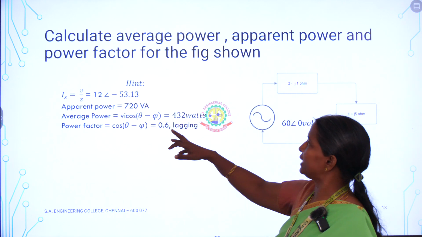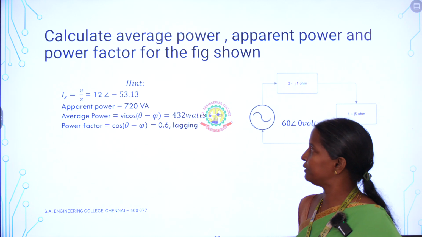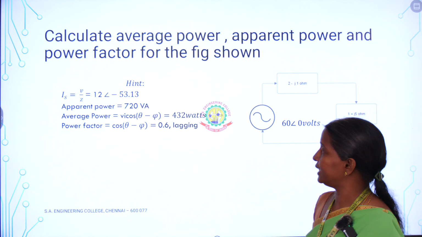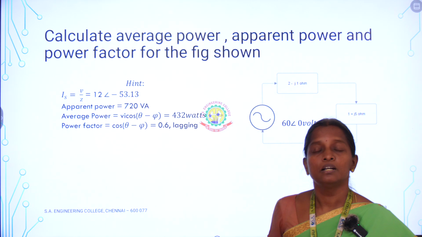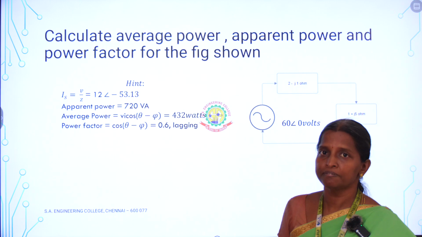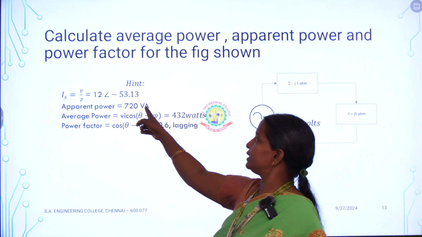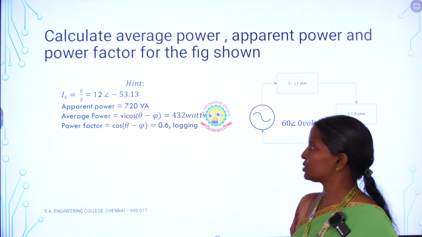And the next one is apparent power. What is the apparent power? How to find the apparent power? Just V into I. I know the V value, I know the I value. If you multiply them, we get 720 VA. The unit of apparent power is volt ampere, so it is VA.